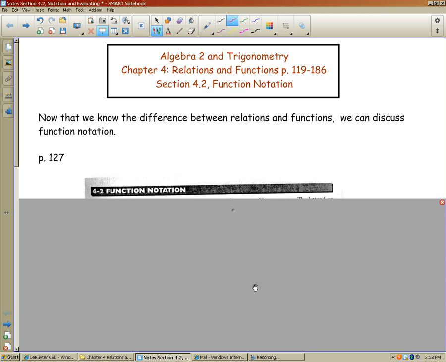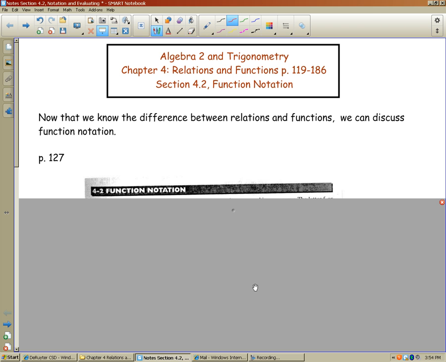Most students get confused about this, but it's a very simple concept. It's just a different way to write y. When you write an equation, you write y equals 3x plus 5. Well, instead of writing y, we're going to write f of x, or g of x, or whatever the function happens to be. So just think about two different ways to say the same thing. Function notation is just a different way of writing something.